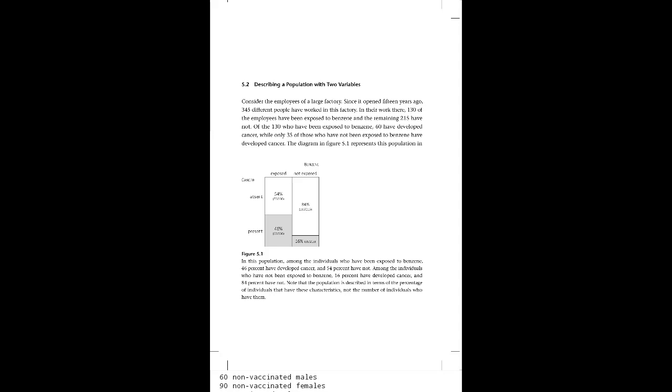In this video, I want to go over the beginning of section 5.2, which starts on page 133. What I want to do is just show you how to make these diagrams where we are representing a population.